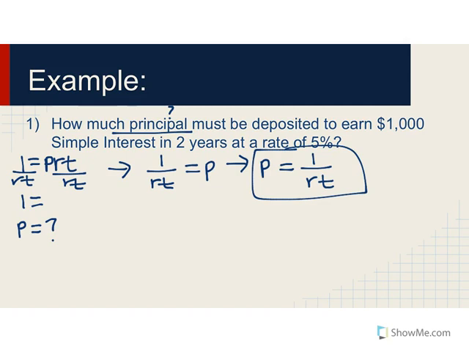Now let's finish filling in our knowns. It says, how much principal must be deposited to earn $1,000 of simple interest, so that $1,000 is going to go here, in 2 years at a rate of 5%.